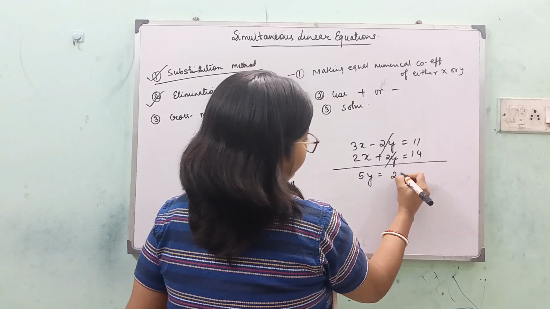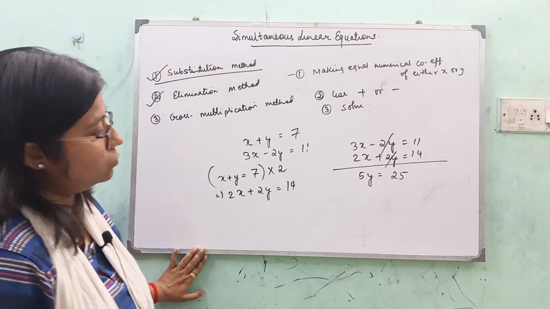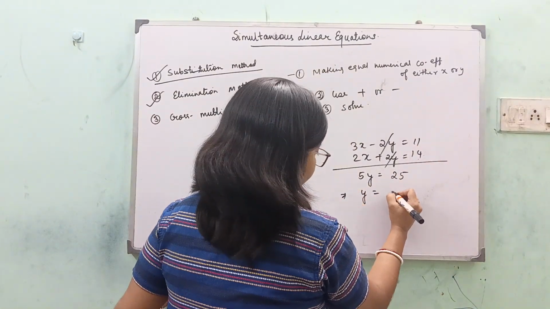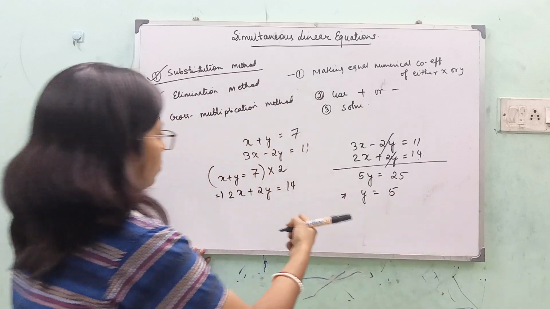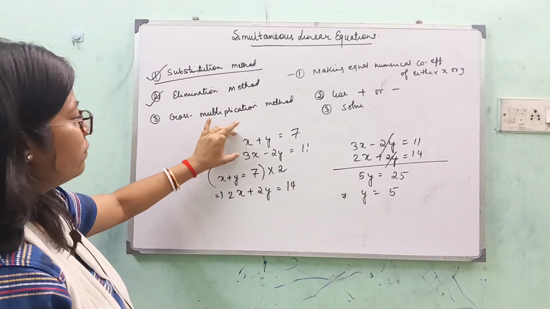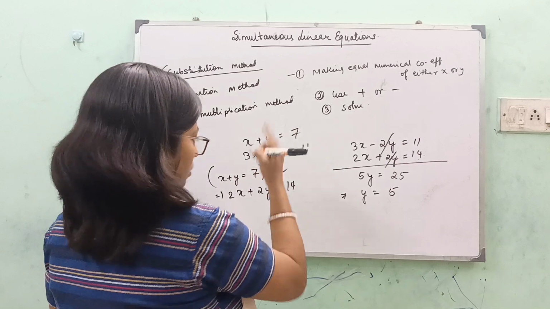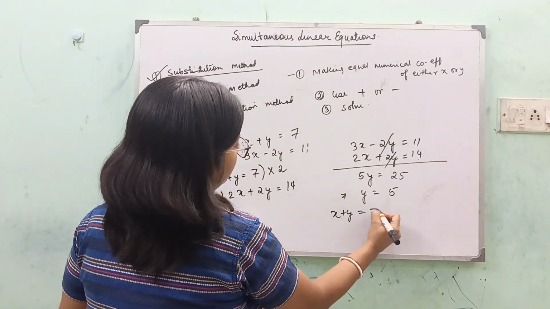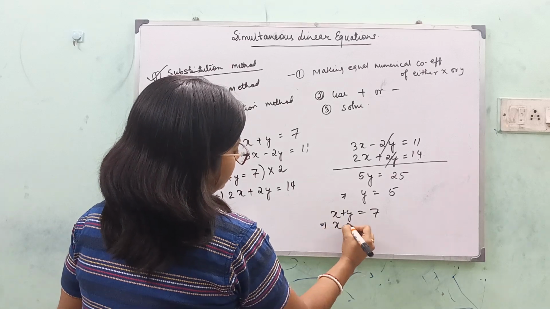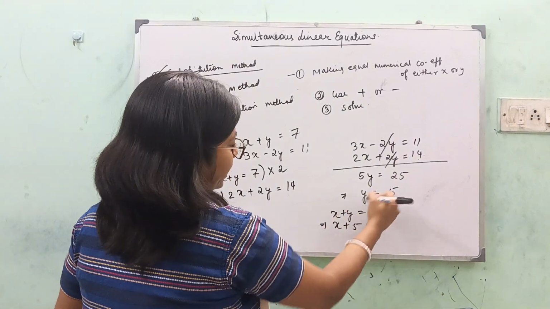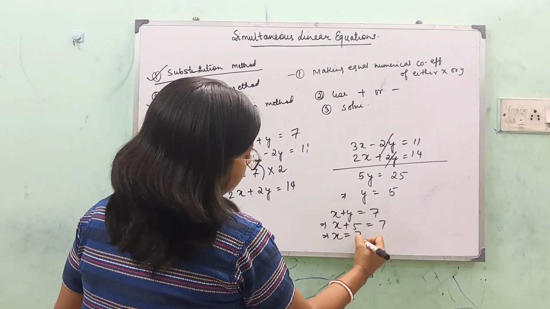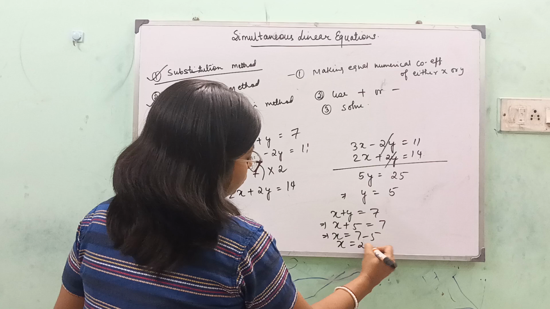This is your 25. Okay. So y equals 25 by 5, that is 5. Now put the value of 5 in any one of the two given equations, the original ones. So if I take the equation x plus y equals 7, then x plus 5 equals 7. In place of y, I have put the value of y. So x is equal to 7 minus 5, or x equals 2.